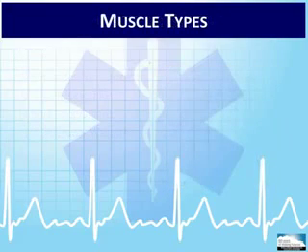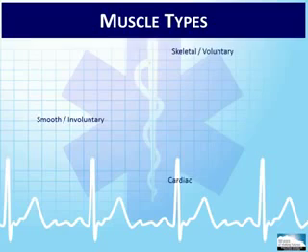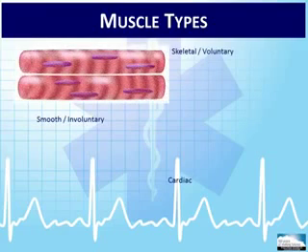It is important to recognize that not all muscle is created equal. There are actually three different types of muscle cells within the human body: skeletal, smooth, and cardiac. Skeletal muscle cells are also called voluntary muscles, as these are the muscles that we control through conscious thought. These are the muscles responsible for gross movement and fine motor functions.